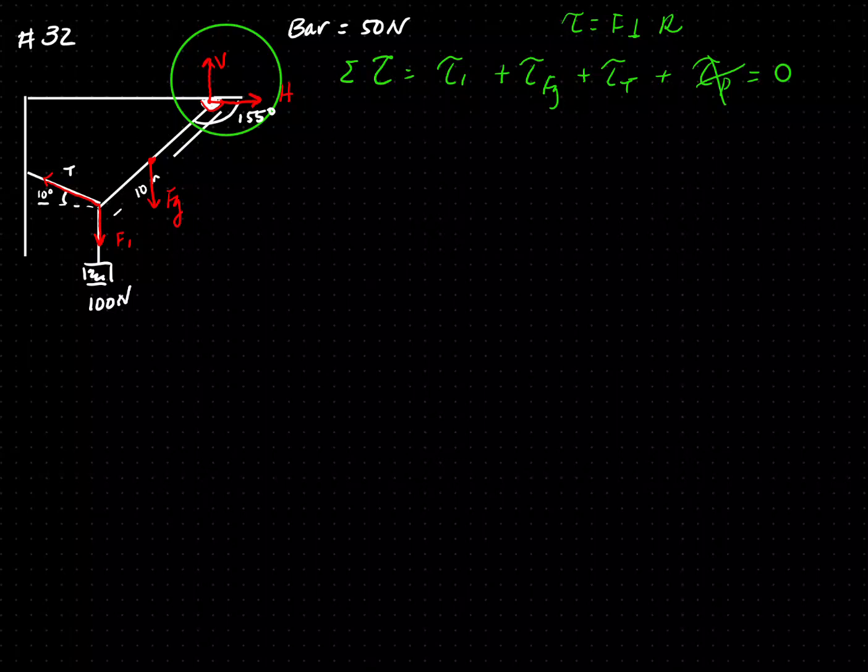Now I need to start plugging in. So torque 1 is going to be F1 times R1 plus torque of the weight is going to be Fg times R of the G plus torque of the tension is T times RT. This is equal to 0. F1 is given as 100 newtons. R1 is from the pivot point, which is down here, and the weight is hanging all the way to the end, so that's going to be 10 meters.